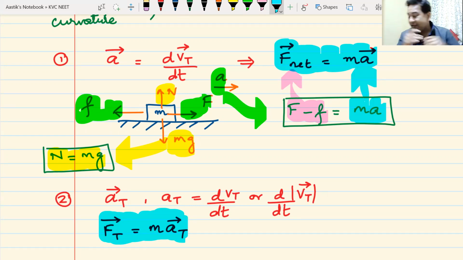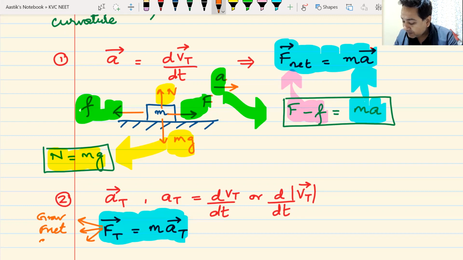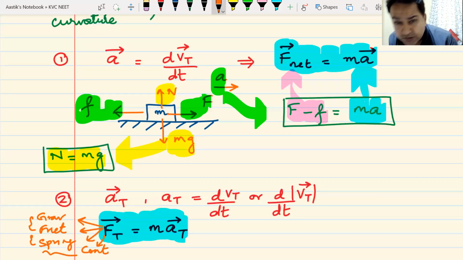Do we understand this? Can I have some raised hands that we understand this? So if I multiply mass with tangential acceleration, I will get the net tangential force. Now this tangential force can be gravitational. This tangential force can be frictional. This tangential force can be spring, or this tangential force can be contact force, or it can be a combination of any two or any three of these. So m into at will give me the net tangential force.